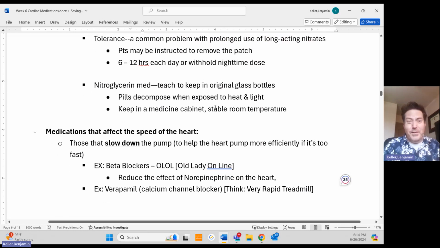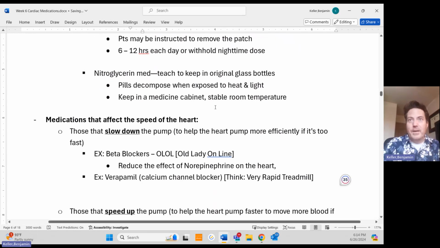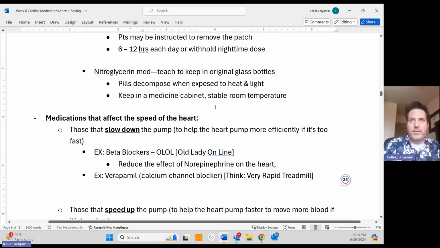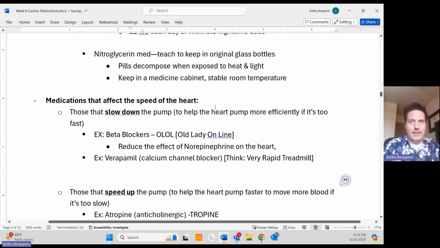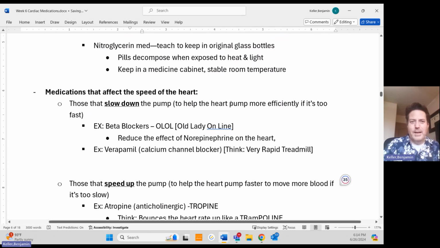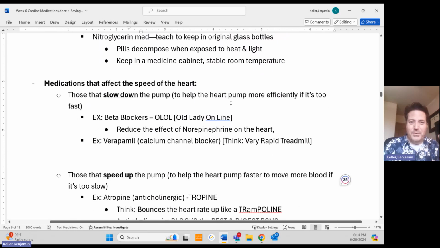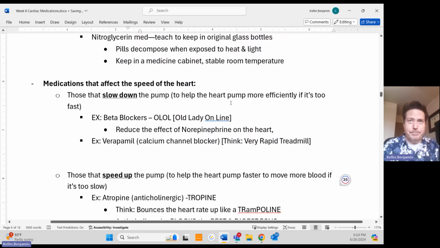Nitroglycerin is not a very stable medication, hence boom in dynamite. So you need to keep it in the original glass bottles. It's not going to explode, but it will decompose. It decomposes when exposed to heat and light. And so you want to keep it in a medicine cabinet at stable room temperature, in its original bottle, all those things. Usually the bottles are an amber glass that helps protect it.